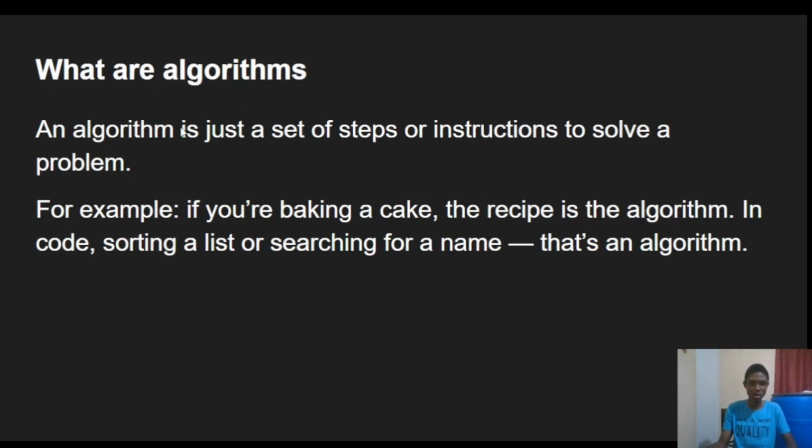So what are algorithms? An algorithm is essentially just a bunch of steps or instructions used to solve a problem. And here's an example. If you're baking a cake, the recipe is the algorithm. In code, sorting a list or searching for a name, that's an algorithm.